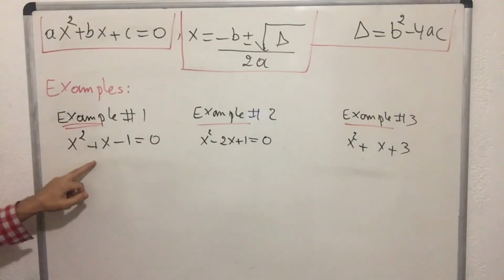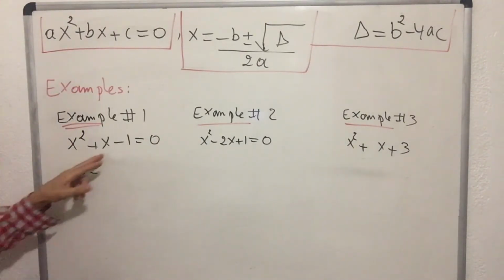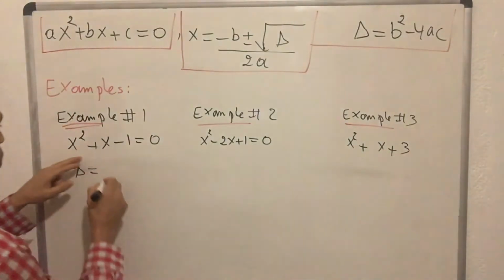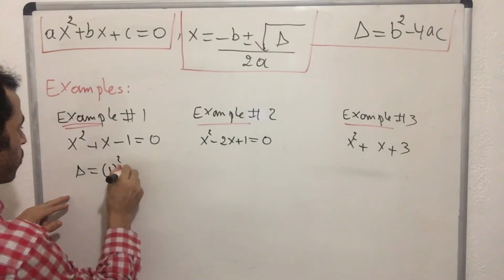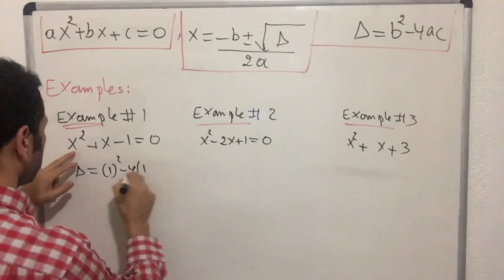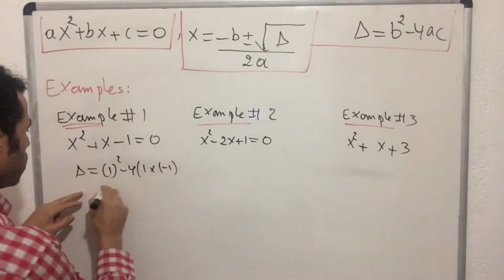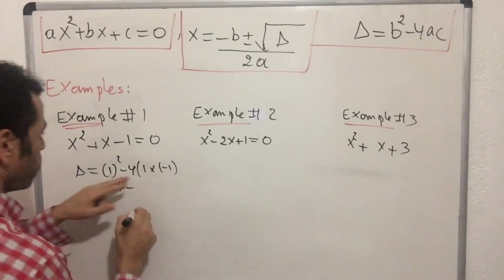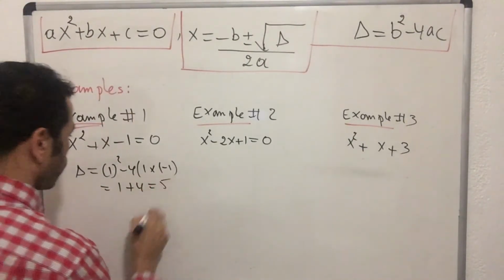We have x squared plus x minus 1 equals 0. Let's apply delta here. Delta equals b squared, which is 1 squared, minus 4ac. A is 1, c is minus 1, okay? So 1 squared is 1, minus 4 times minus 1, which is plus 4. So delta equals 5.